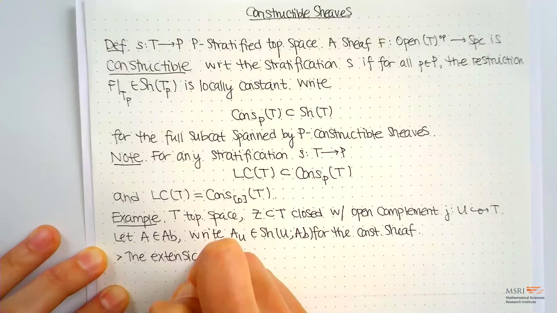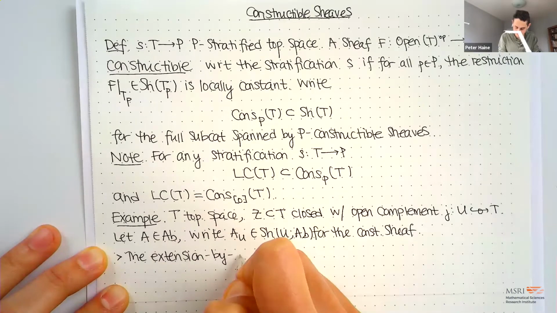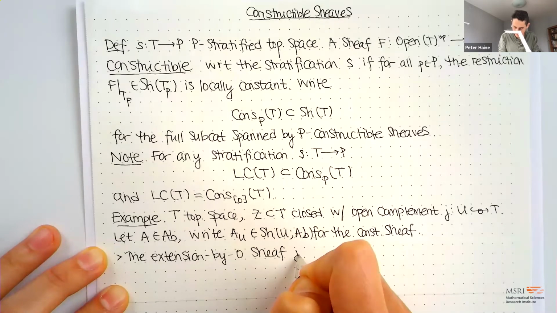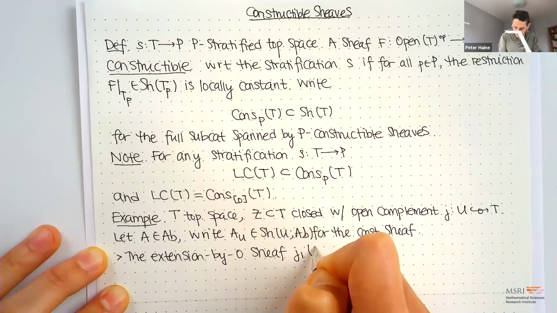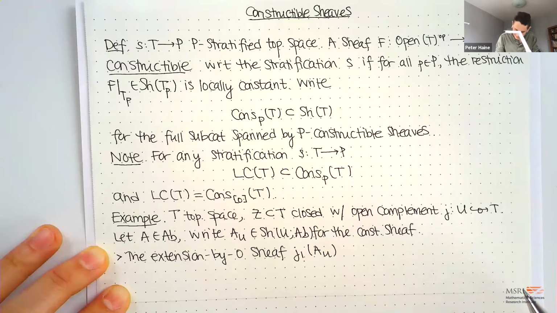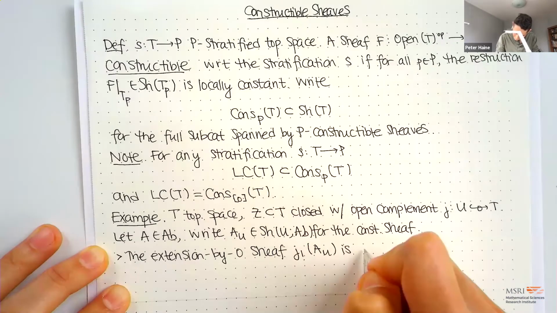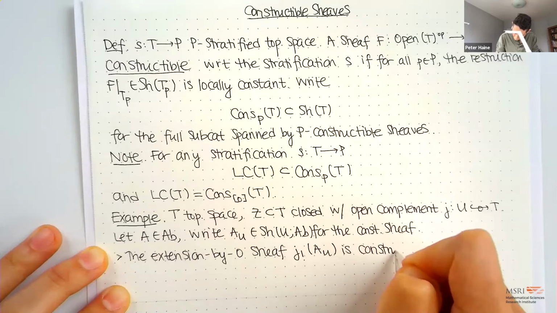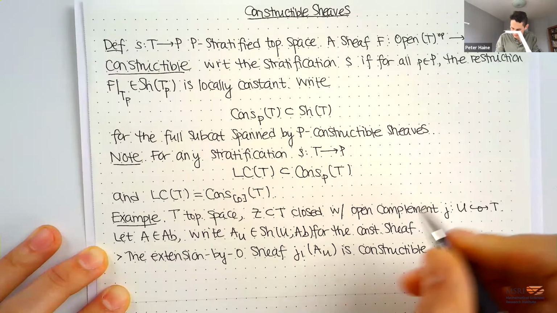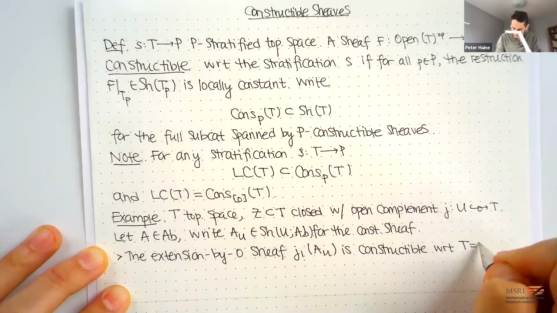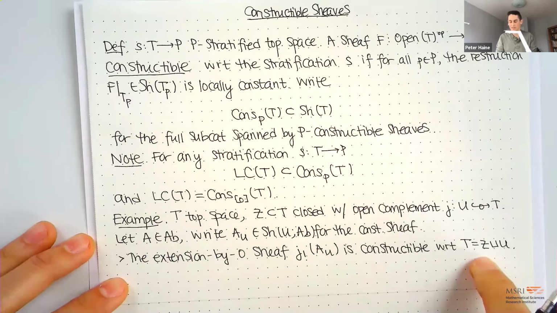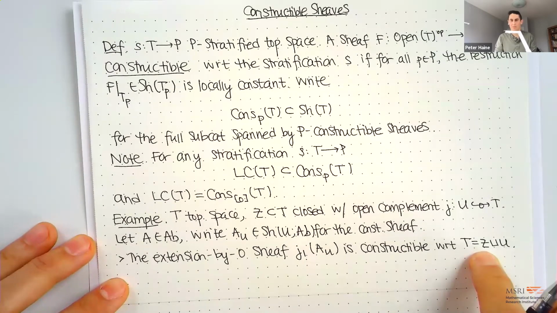So the extension by zero sheaf, j lower shriek of A sub U, is constructible with respect to, let me just write the stratification as T is Z disjoint union U, the stratification defined by the decomposition of this into this closed and its open complement.